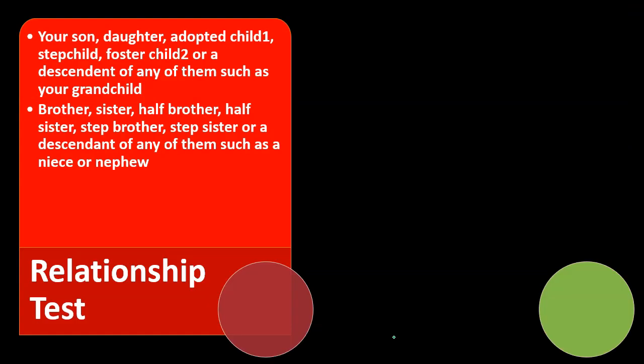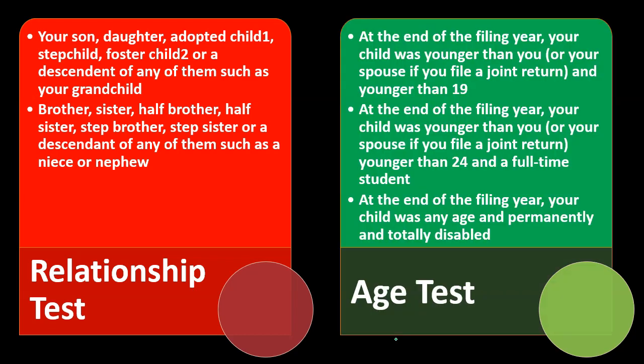So in more detail, a relationship test is your son, daughter, adopted child, stepchild, foster child, or a descendant of any of them, such as your grandchild; brother, sister, half-brother, half-sister, stepbrother, stepsister, or a descendant of any of them, such as a niece or nephew. Then we have the age test. The age test, at the end of the filing year, your child was younger than you, your spouse if you file a joint return, and younger than 19.